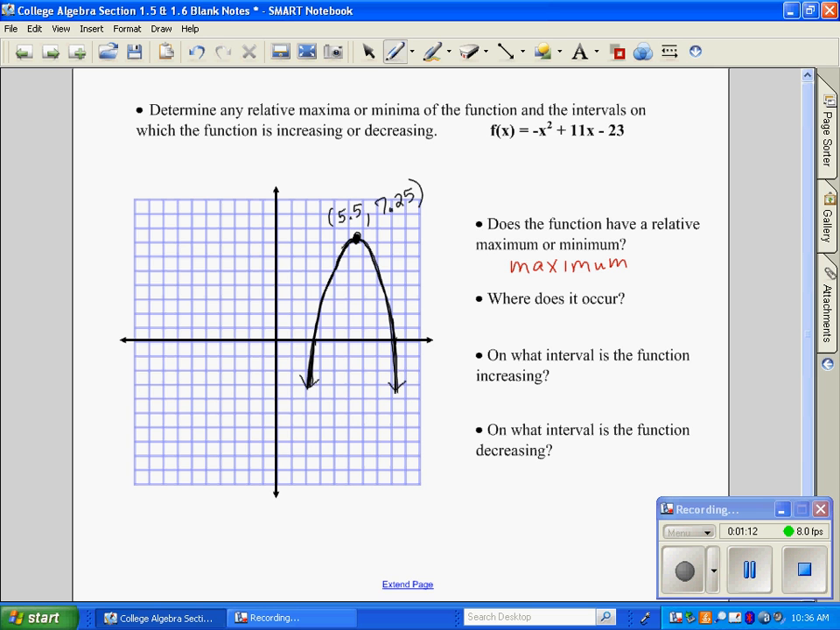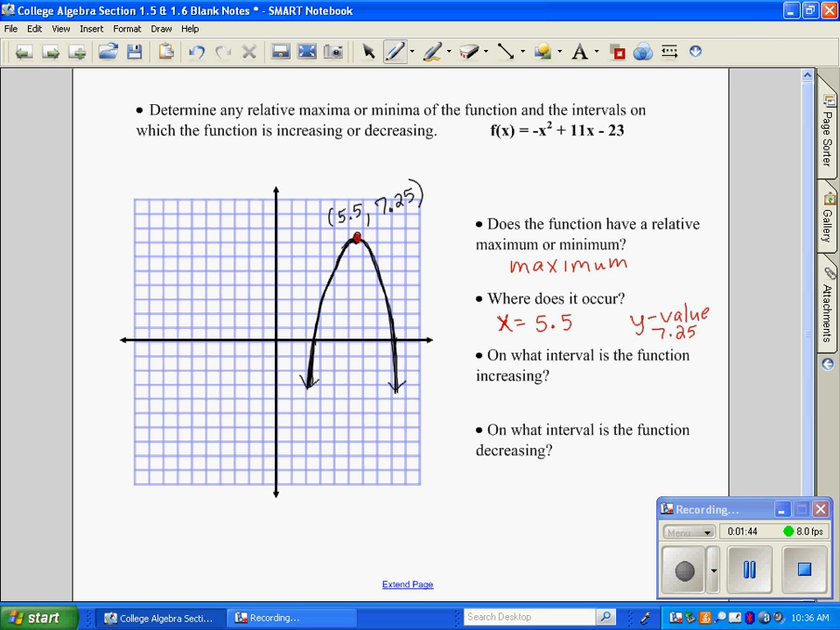It says, and where does it occur? The maximum occurs here, which is going to be at x equals 5.5. That's where our maximum occurs, the x value. And it has a y value of, what's that, about 7.25. So the max occurs at 5.5 and has a y value of 7.25.